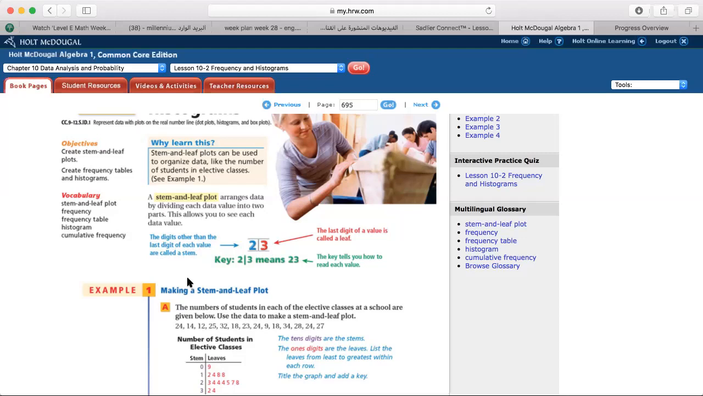So I'm going to divide any number. If the number is a 2-digit number or 3-digit number, whatever it is, I'm going to divide it into two parts: the last part and the other part. The last part is called the leaf. And the digits other than the last digit of each value are called a stem. What if I have one like this, like 231? It would be like this.